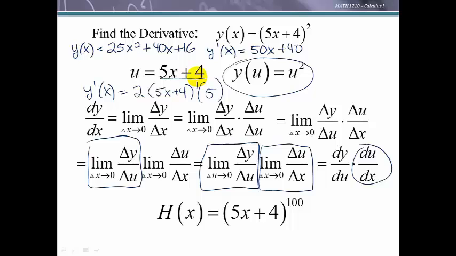So after doing this, in order to simplify this, we could multiply this out. It looks like we have 10 times 5, which is 50x, and then we have this 10 times 4, which is plus 40. So we would arrive at the correct answer.